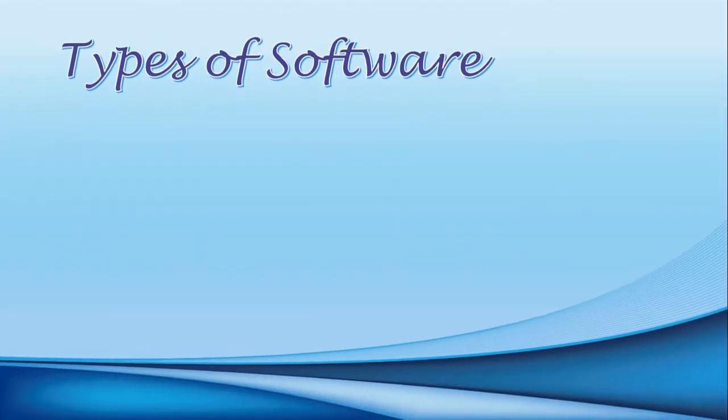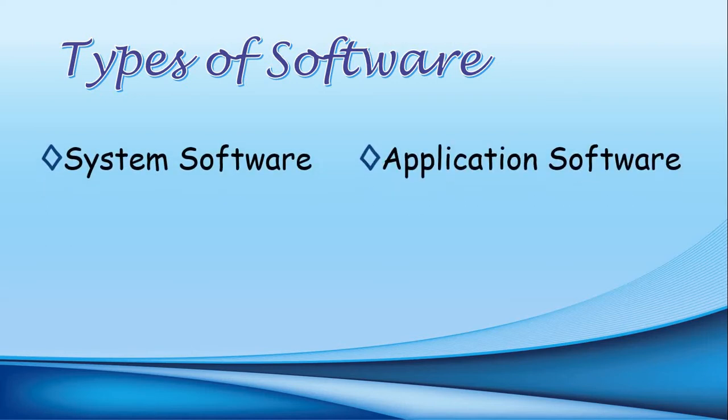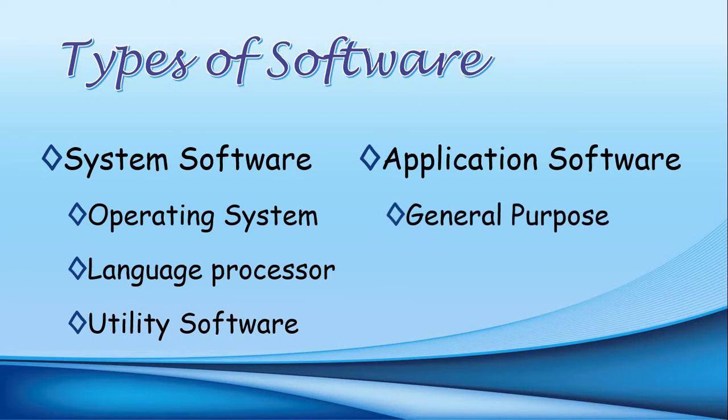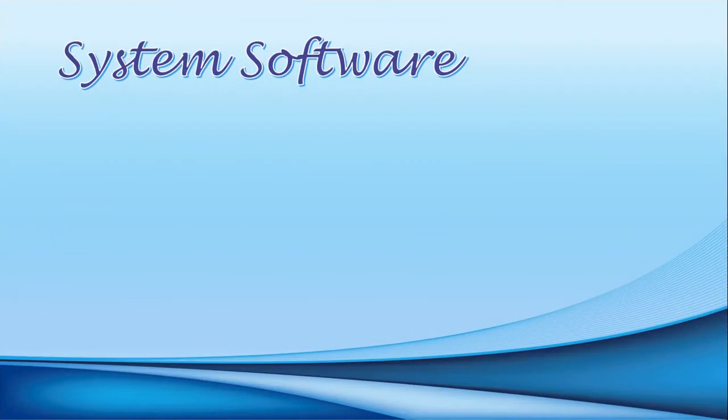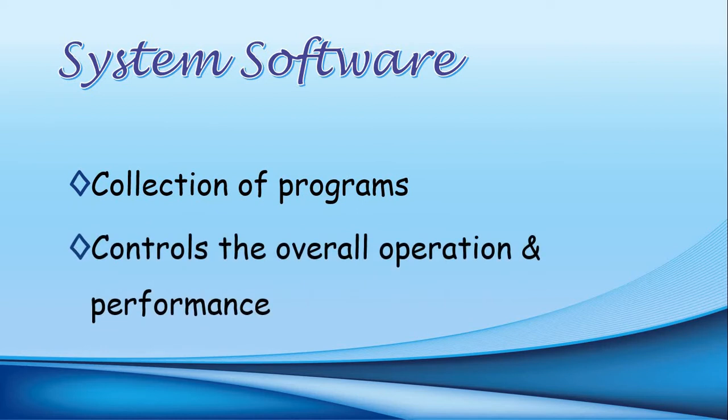Next, types of software. Many types of software are used to do many types of work. So the types of software are system software and application software. System software is classified into three types: operating system, language processor, and utility software. And application software is classified into two types: general purpose application software and specific purpose application software. System software is a collection of programs that controls overall operation and performance of the computer. As I already told, it is classified into three types.